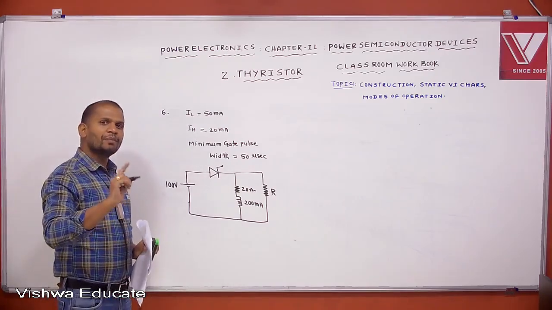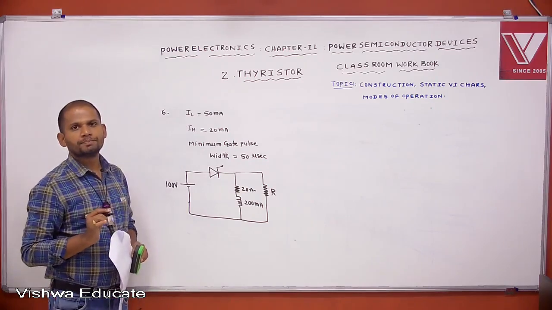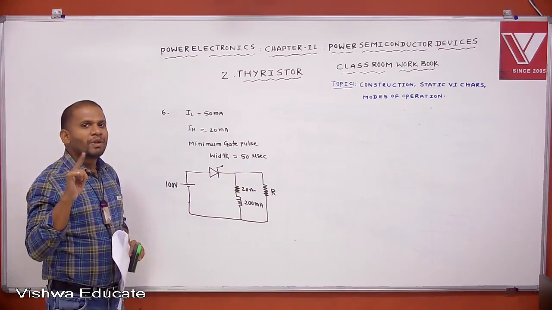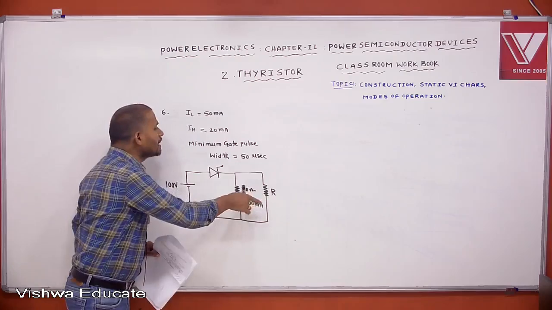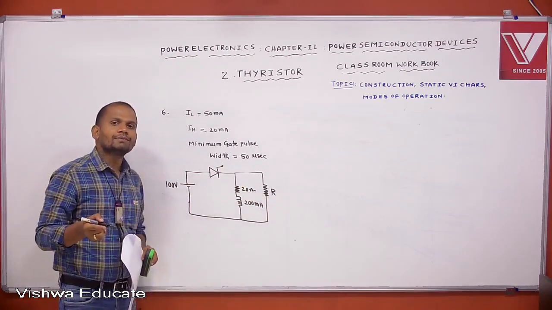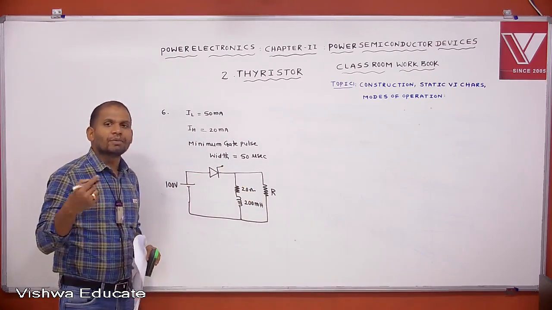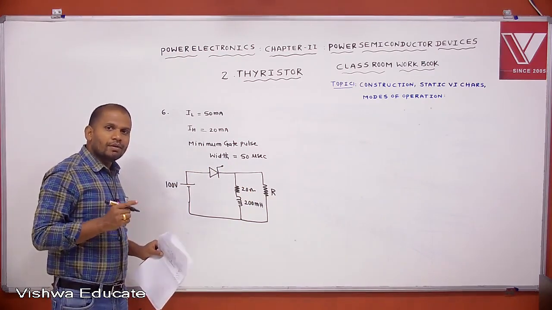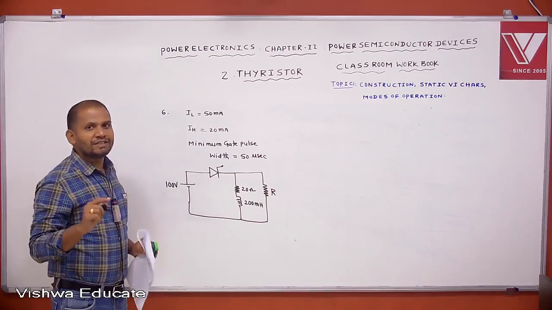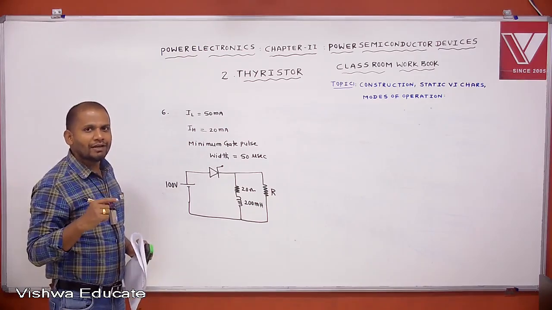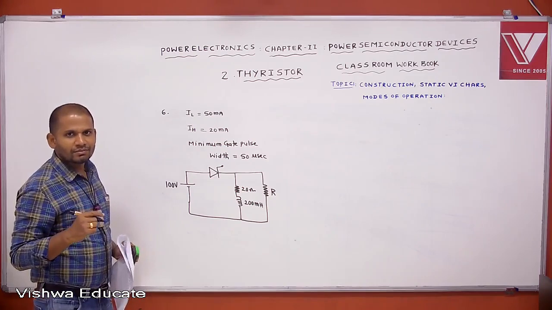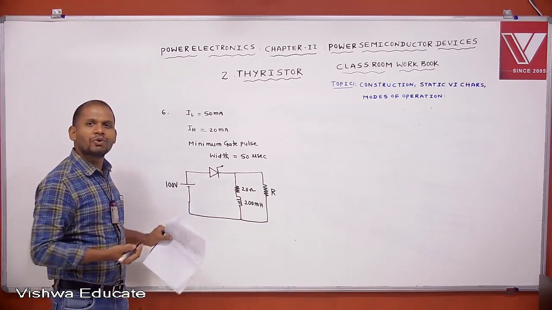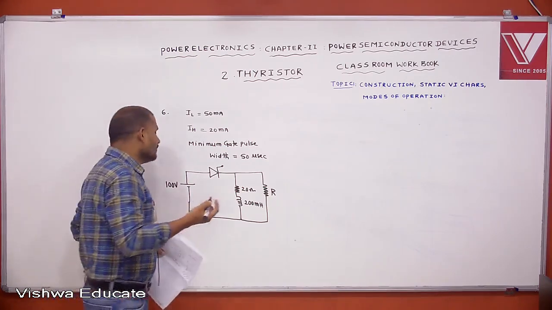See the difference in the previous problem and this problem. In the previous problem, the resistance also given. You calculate what is the minimum gate pulse width. But in this problem, minimum gate pulse width is given. Then you calculate what is the resistance. Same concept, and circuit is also same. Okay. Then you see.